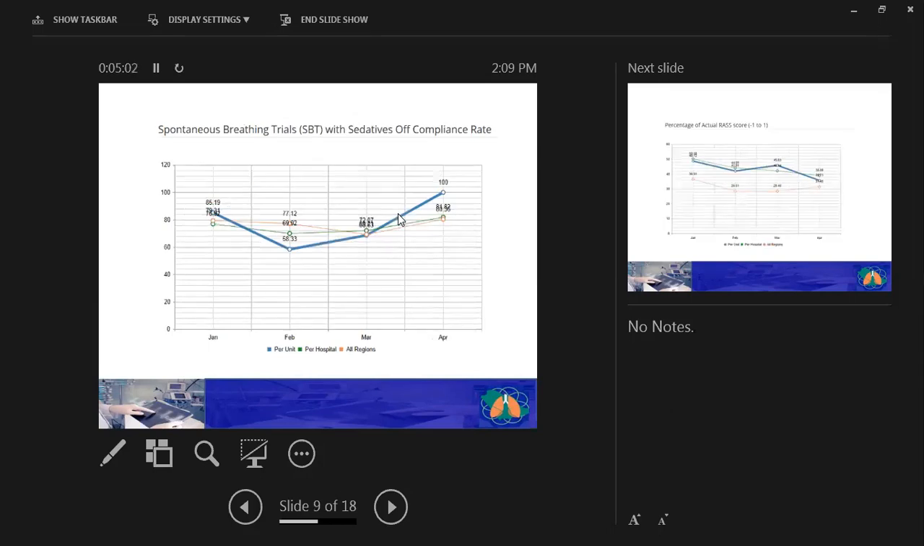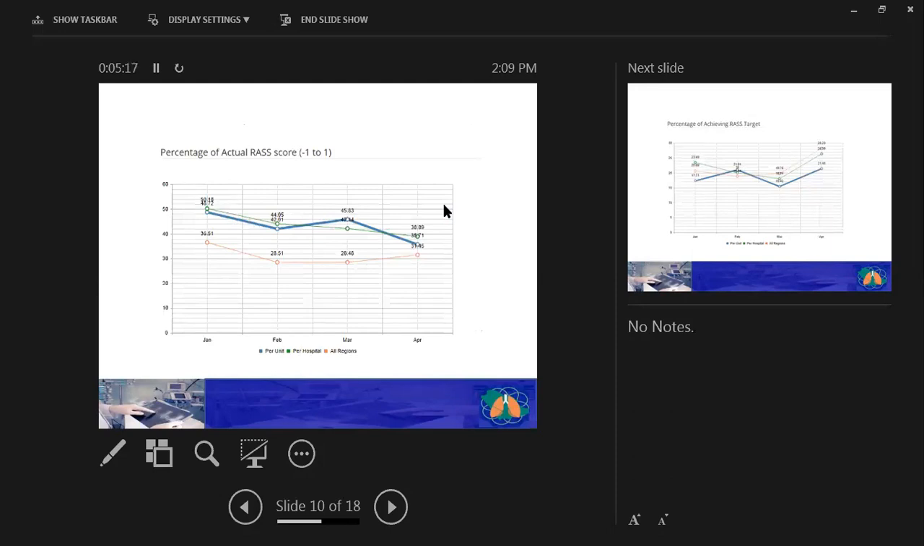This is spontaneous breathing trial with no sedation, and so we do it without sedation, obviously. For the majority of patients, some patients probably were on some sedation, but the vast majority, 80%, were not on sedation. This is the percentage of patients who have a RASS score between -1 and 1, which means what? It means awake.